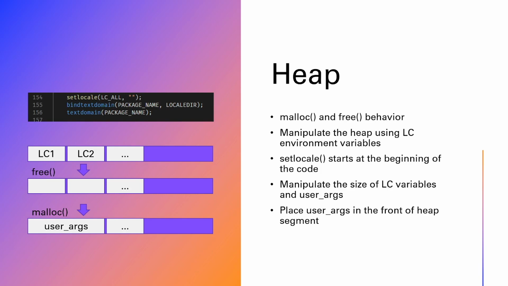Since set locale starts at the beginning of the code, it will malloc and free environment variables at the start of the heap segment for sudo. Then by manipulating the size of the environment variables and the size of user args, you will be able to place user args into the hole created by free and place it in a position we want.